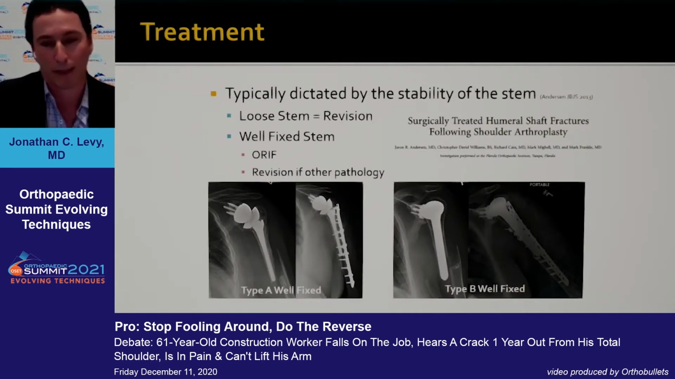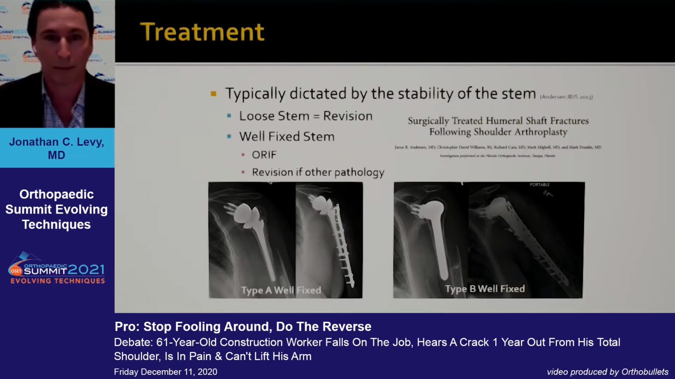From a treatment standpoint, I think the best treatment guide comes from the article out of Mark Frankle's group, where they basically realized that the decision of what to do with the stem is really dictated by whether it's loose or not. And so as you're managing these periprosthetic fractures, first and foremost you have to figure out: is that stem loose or is it stable? And that changes what you do.